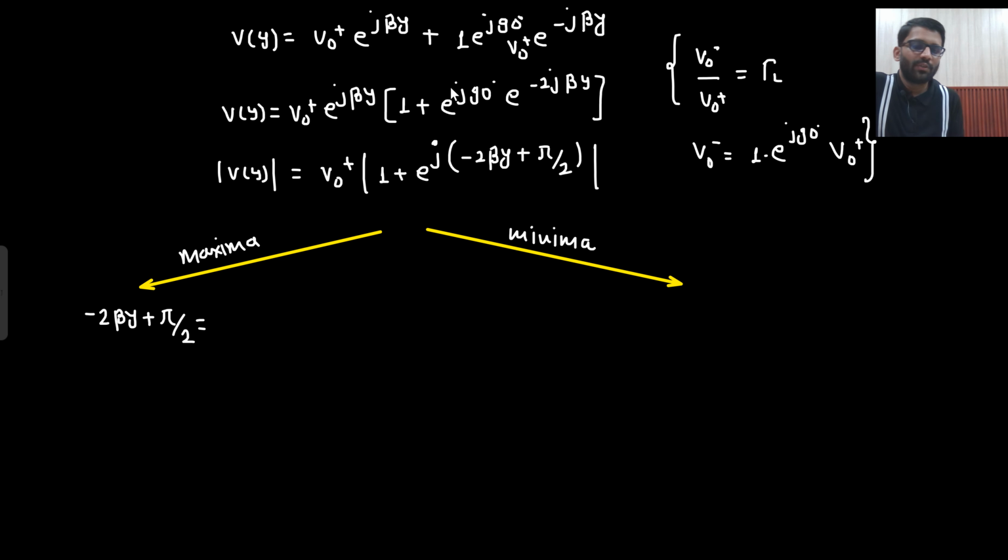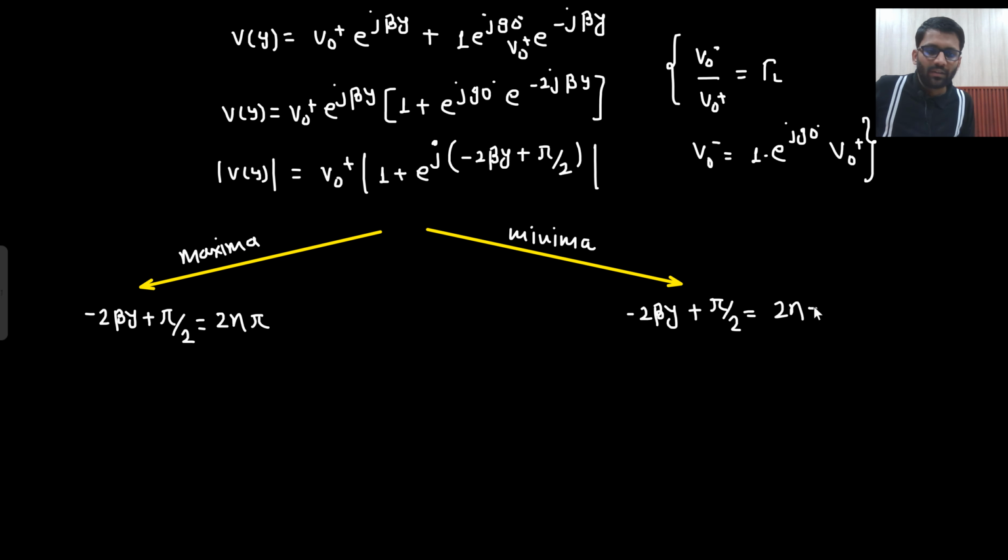For maxima, what should this be equal to? 2n pi, because 0, 2 pi, 4 pi should be equal to 2n pi. And for minima, what should this be equal to? Although you don't need to calculate it, because a lambda by 4 difference would be there. This you already know, but let's calculate it. So what you are going to get? 2n plus 1 pi, right?